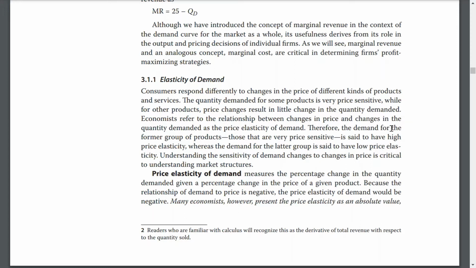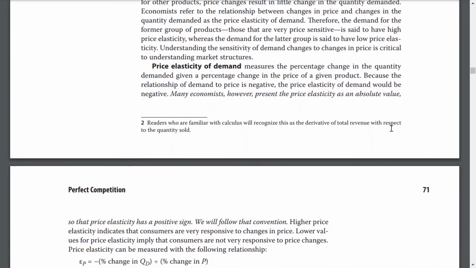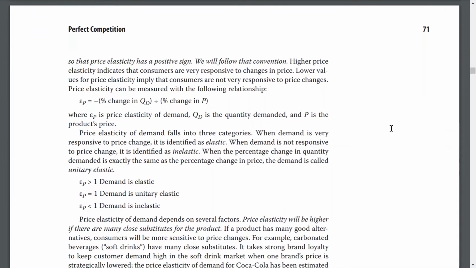Understanding the sensitivity of demand to changes in price is critical to understanding the market structure. Price elasticity of demand measures the percentage change in the quantity demanded given the percentage change in the price of the given product. Because the relationship of demand to price is negative, the price elasticity of demand will be negative. Many economists, however, present the price elasticity in absolute values so that it has a positive sign. We will follow that convention.